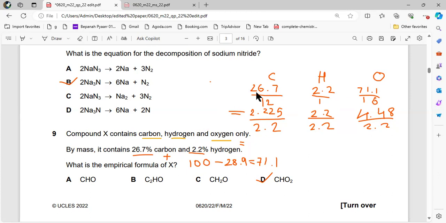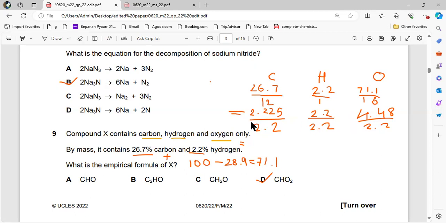Okay. We are going to divide it by the atomic masses of all these elements. So 26.7 divided by 12, the atomic mass of carbon. Same with 2.2 divided by 1 for hydrogen and 71.1 divided by 16 in case of oxygen. After dividing all this, we get a value of 2.25 for carbon, 2.2 for hydrogen, and 4.48 for oxygen. Okay. Now, from all these values, the value which is smallest, we have to consider that. So the smallest value here is 2.2.